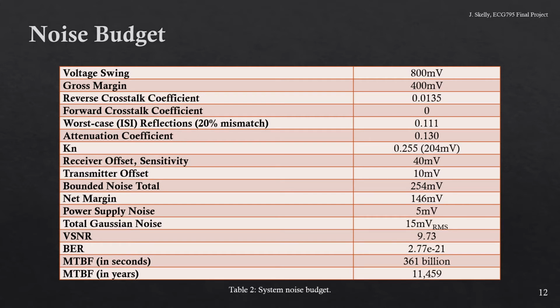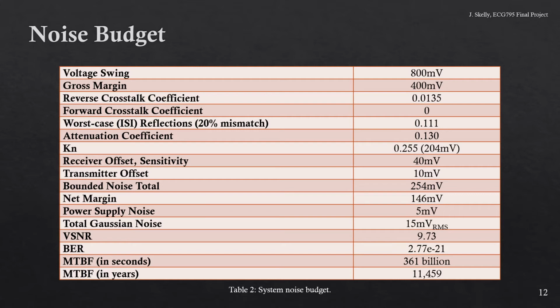Table 2 shows the noise budget for the system. The voltage swing of 800 millivolts, as mentioned previously, limits the effects of the independent noise sources. Cutting this value in half gives us our gross margin of 400 millivolts, and subtracting all bounded noise from the gross margin yields our net margin of 146 millivolts.